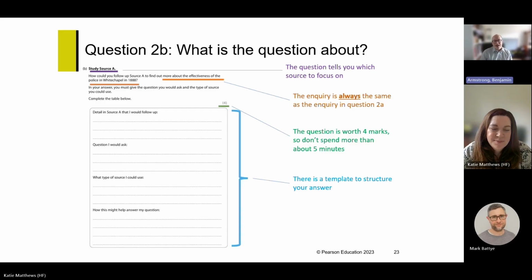And then finally, what would you hope to find in that source? It says how this might help answer my question. You need to justify your choice by saying what you would be looking for in the source.